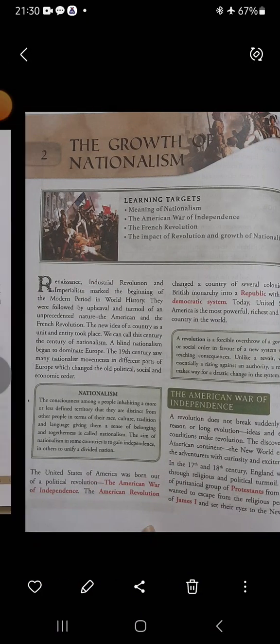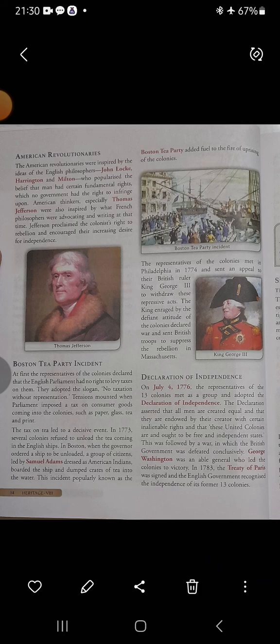Then, the American revolutionaries were inspired by the ideas of English philosophers like John Locke, Harrington, and Milton, who popularized the belief that man had certain fundamental rights which no government has any right to infringe upon. That means man has certain fundamental basic rights for survival where the government has nothing to interfere. American thinkers like Thomas Jefferson were also inspired by these philosophers, and they started provoking the people and proclaiming the colonists' right to rebellion, which encouraged their increasing desire for independence.